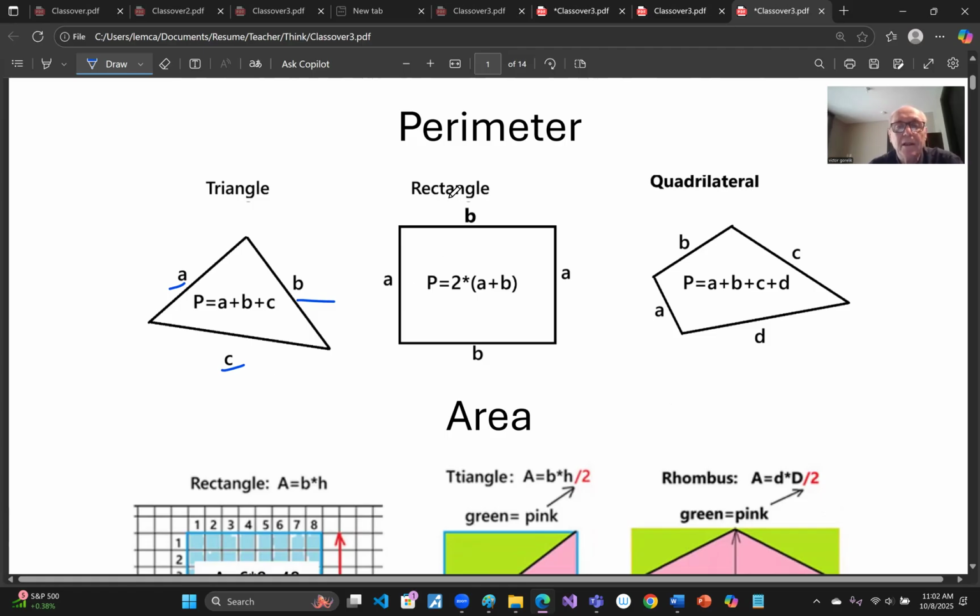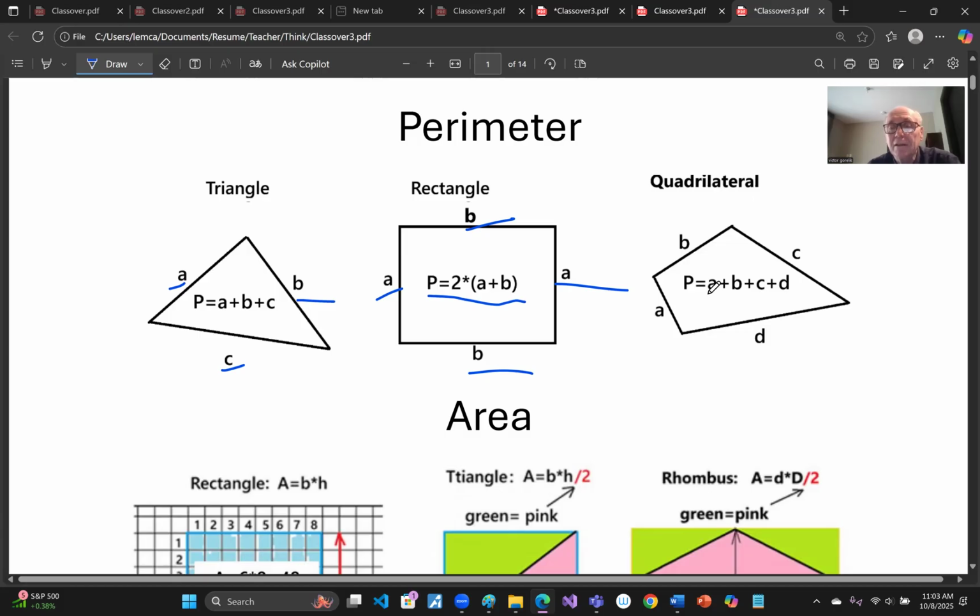For a rectangle, the perimeter is also the sum of its sides, A plus B plus A plus B, or it is perimeter equal to 2 multiplied by (A plus B).